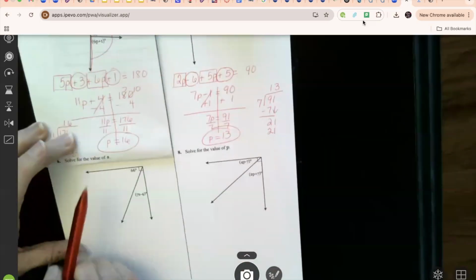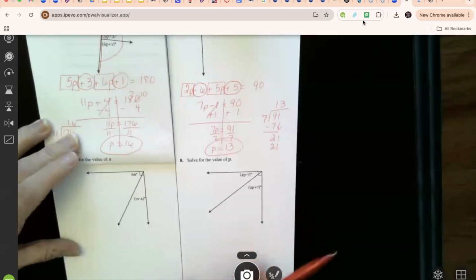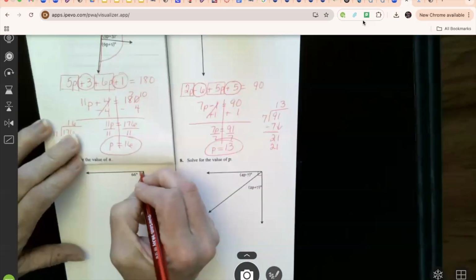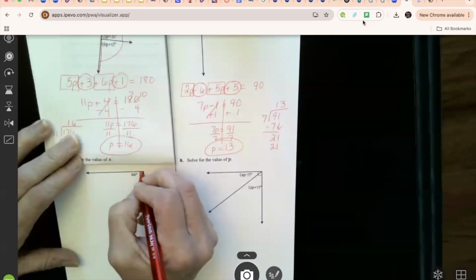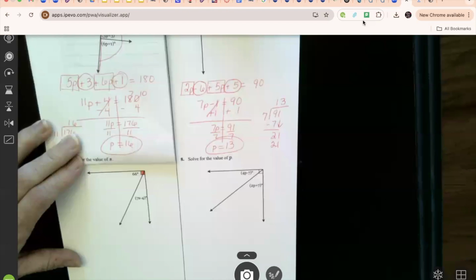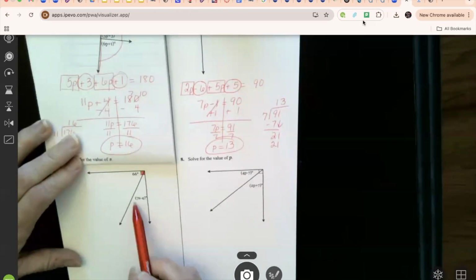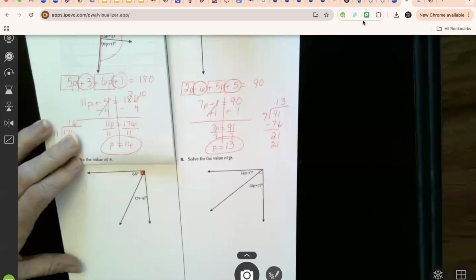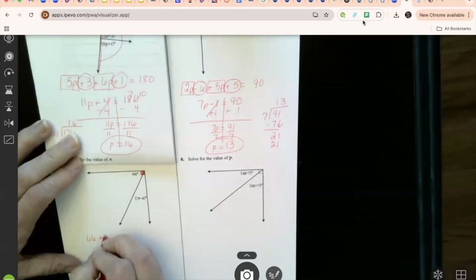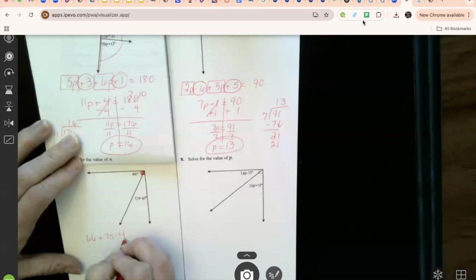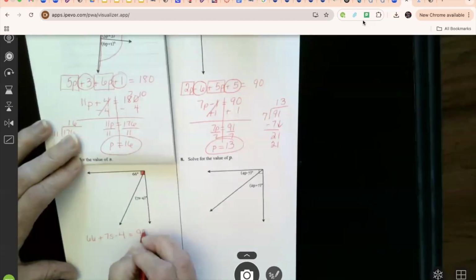All right. Now this says solve for the value of s. Okay, so now we have two complementary angles again. We know they're complementary because it's a right angle symbol. And so now we have 66 plus 7s minus 4 equals 90 degrees. So let's write our equation: 66 plus 7s minus 4 equals 90 degrees.